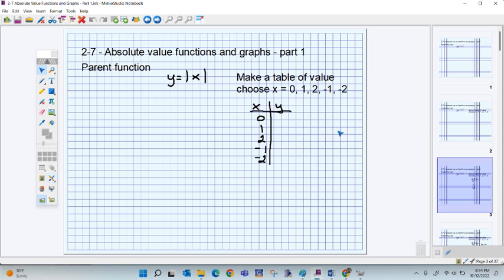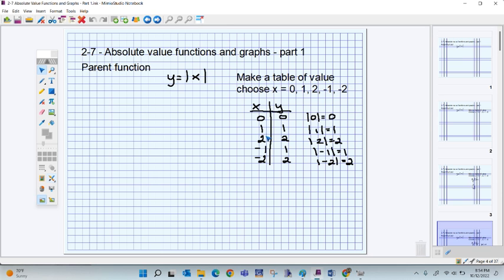So this goes way back to pre-algebra when we were trying to make graphs of lines. So we'll plug in a 0. The absolute value of 0 is 0. The absolute value of 1 is 1. The absolute value of 2 is 2. The absolute value of -1 is also 1. The absolute value of -2 is 2.